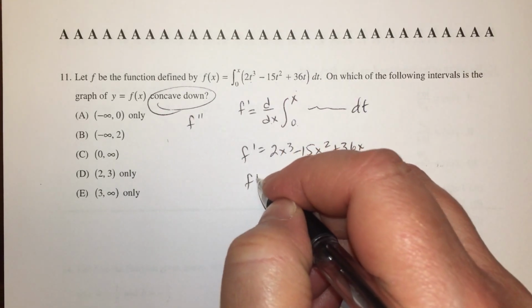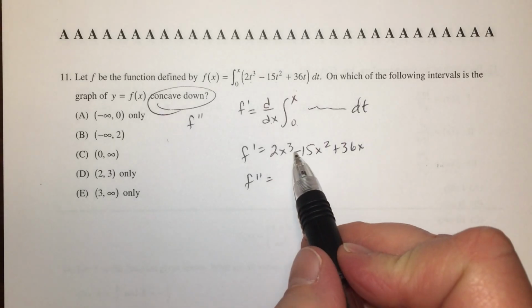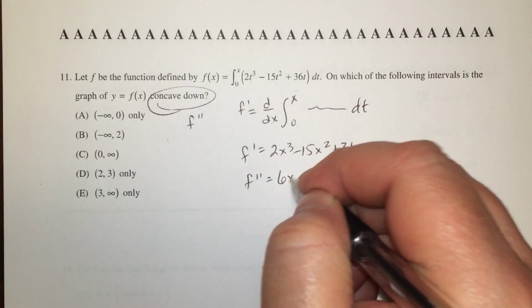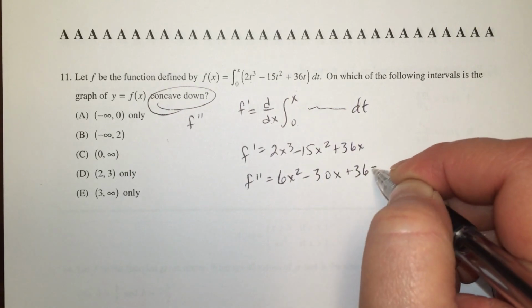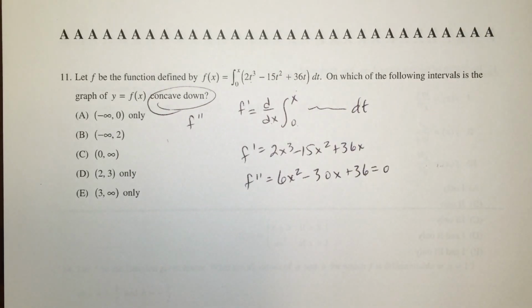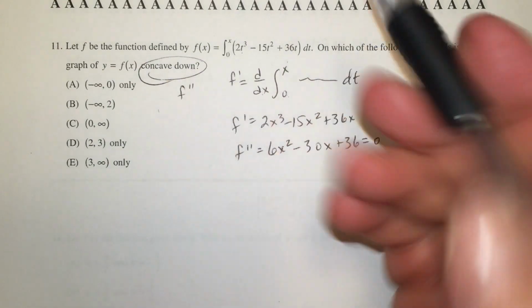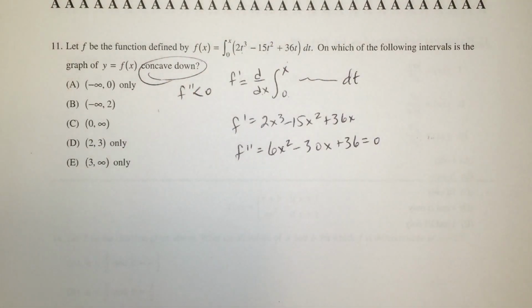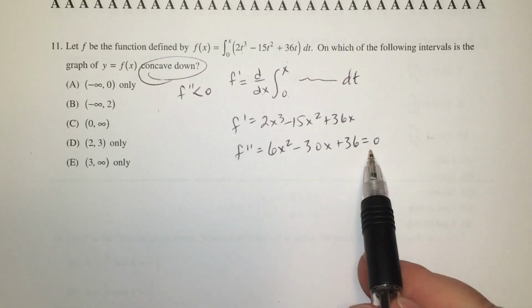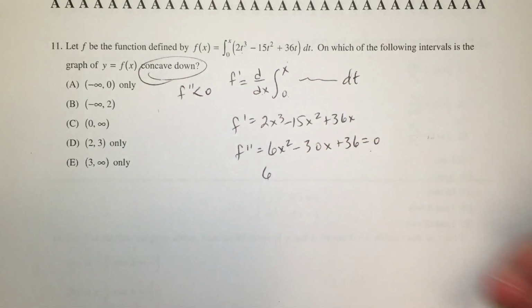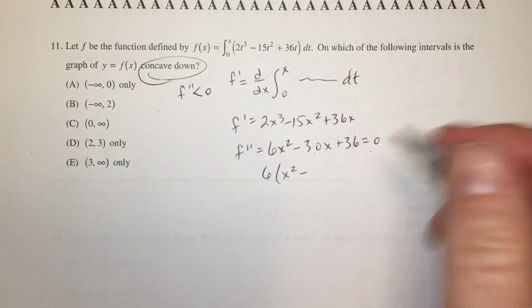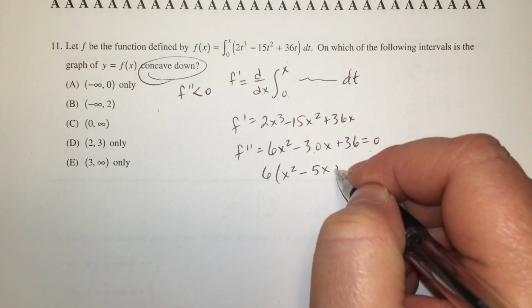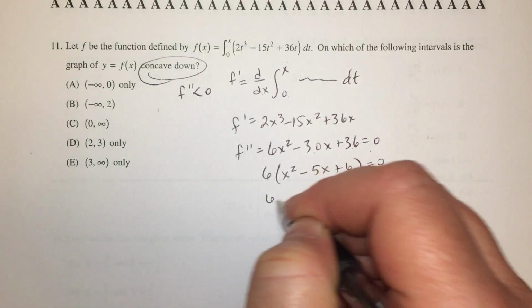And then you want to take the second derivative because we're looking at concavity, so just take the derivative of this like you would any polynomial and set that equal to 0. If we're looking at concave down, then we want f double prime to be less than 0. We need to factor this. It's going to be easier to factor if we take out a common factor of 6. So that's going to leave us x squared minus 5x plus 6 equals 0.